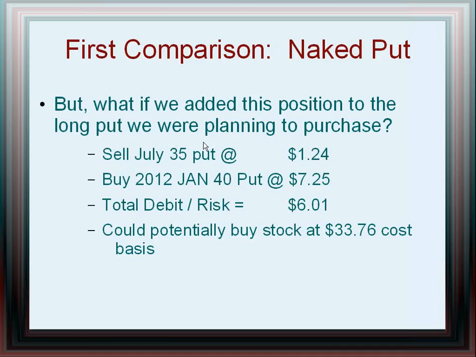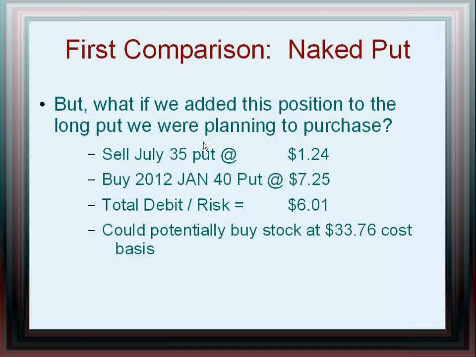We could potentially own stock at $33.76. If the stock was trading just below 35 at July expiration, we'd be forced to buy shares of stock at 35. We keep the $1.24. So now we have a stock with a cost basis of $33.76 and a 40 strike put at $7.25. So we'd have essentially $41 invested and only a risk of 40.